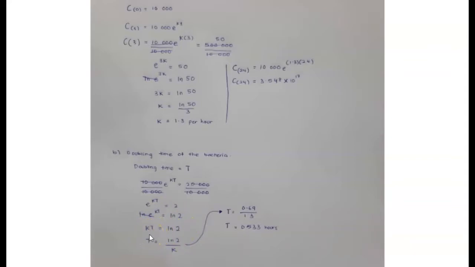So that leaves kT equals ln 2. So if we want to find T, we bring k to the right side, which is ln 2 divided by k. We put the values of ln 2 and k, which is ln 2 is 0.69 and k is 1.3. So we divide 0.69 by 1.3. So we got the doubling time is 0.533 hours.